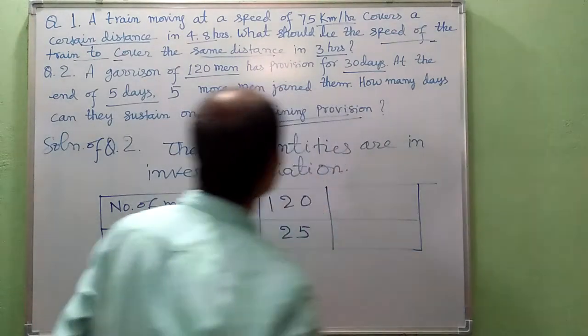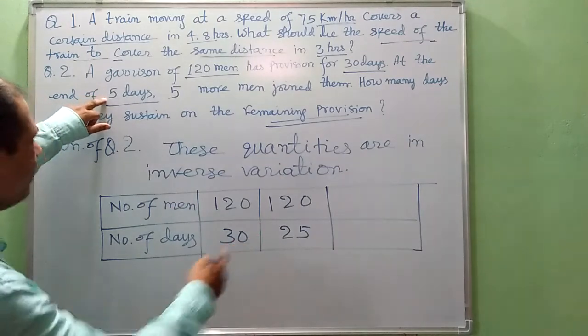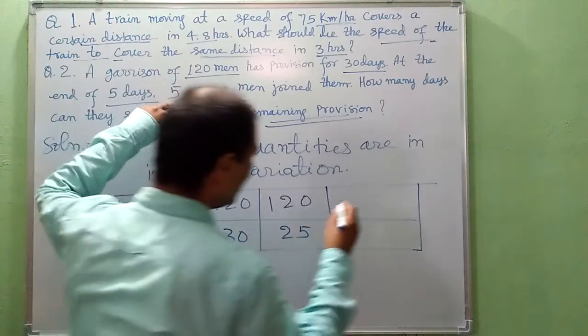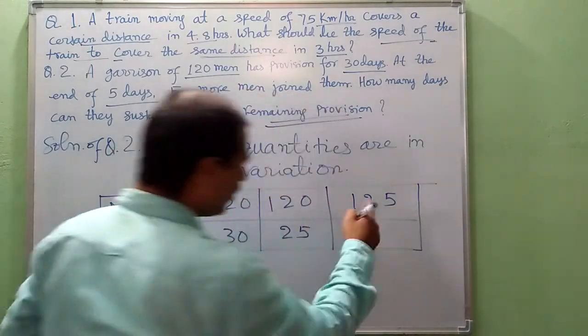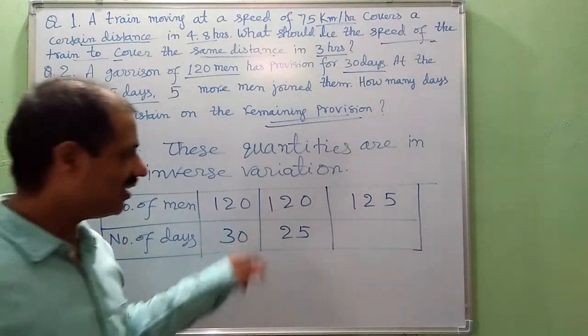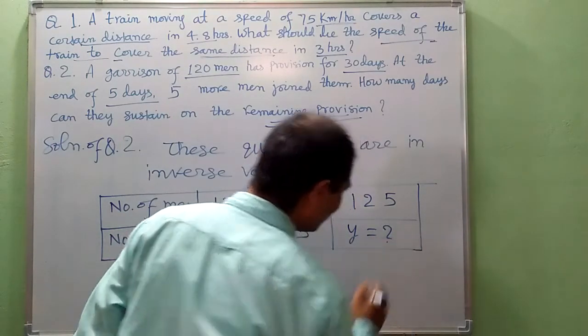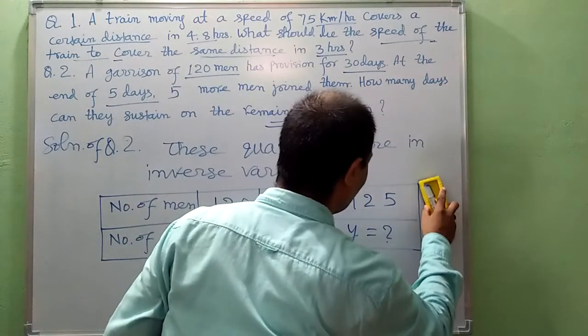Now 5 days later, 5 subtracted, and 5 more men joined. 120 is changed into 125. The number of men is increased, so the number of days will decrease. Put here y, which is unknown. We have to calculate this. This is an inverse variation.